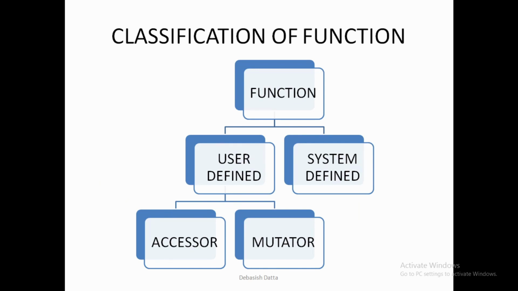Now functions which are available in Java can be categorized like this. All the functions are broadly categorized into two types: user-defined functions and system-defined functions. User-defined functions are those which are defined by the users, and system-defined functions are those which are already defined inside Java. User-defined functions can also be categorized into two more types: accessor and mutator.